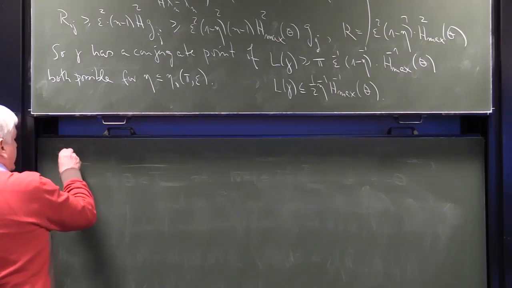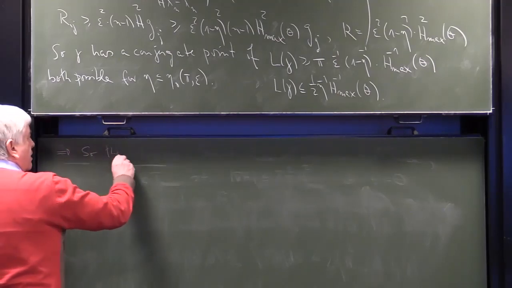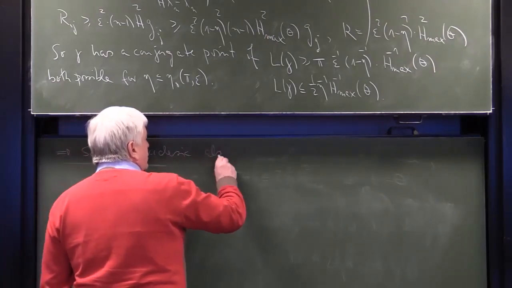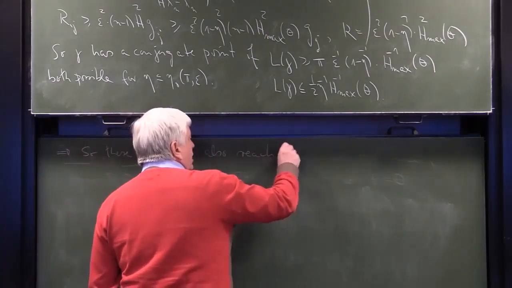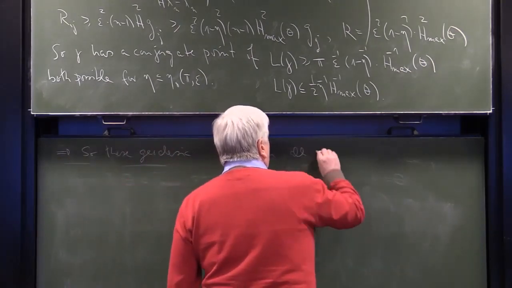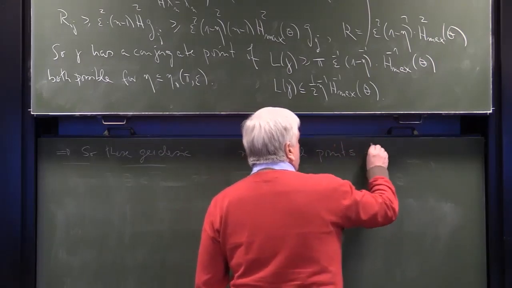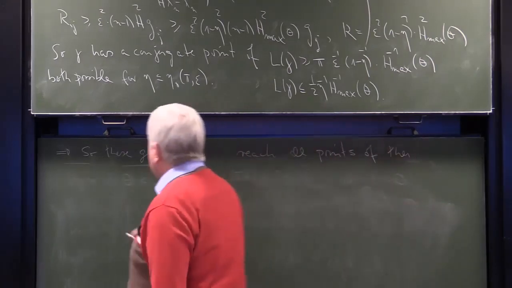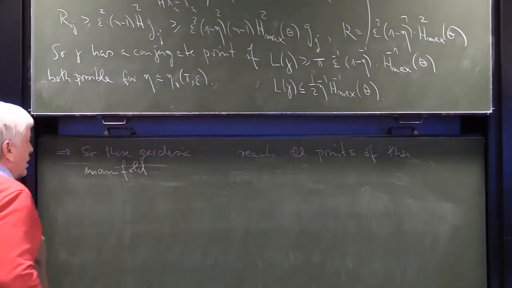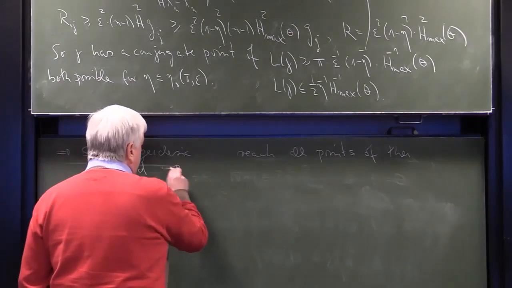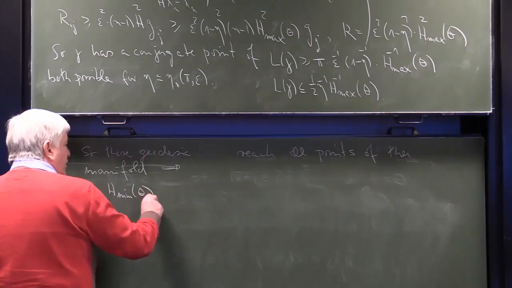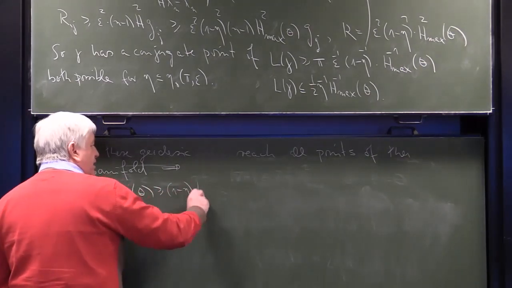So as a consequence, these geodesics also reach all points of the manifold, in particular the point where the minimum of the mean curvature is attained. Therefore we get that the minimum of the mean curvature is bigger than 1 minus eta times h max.